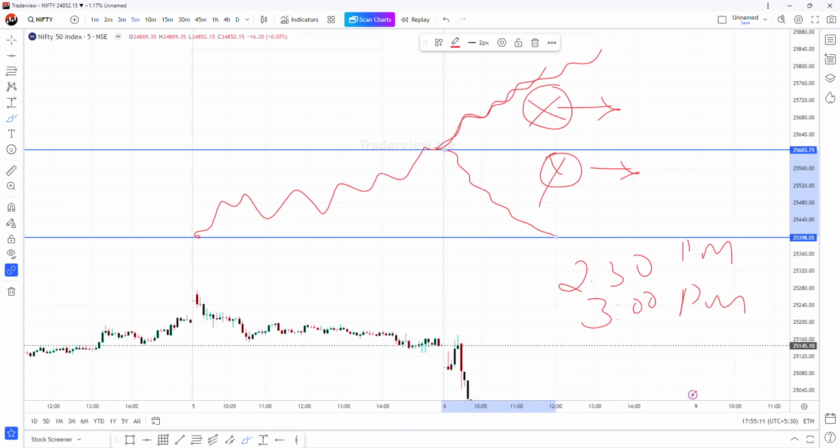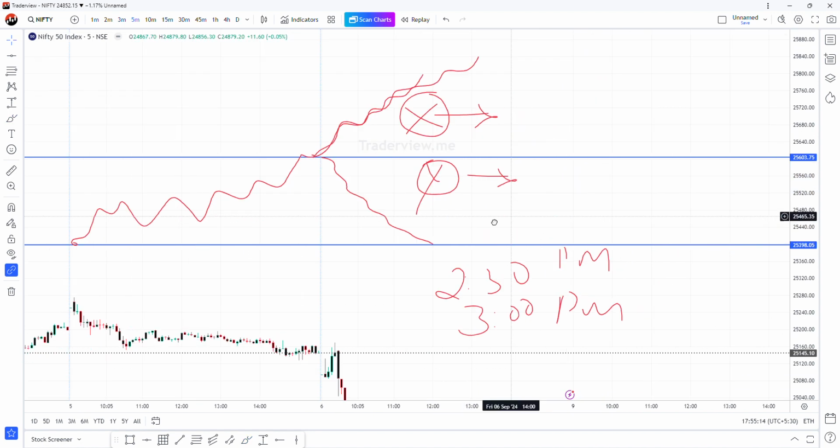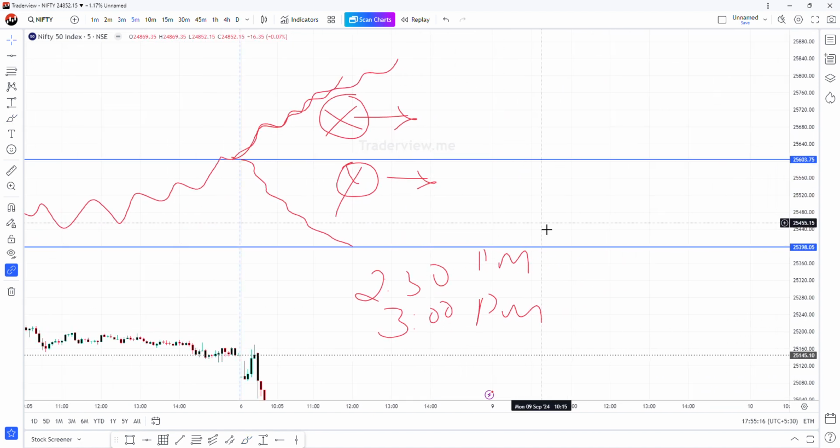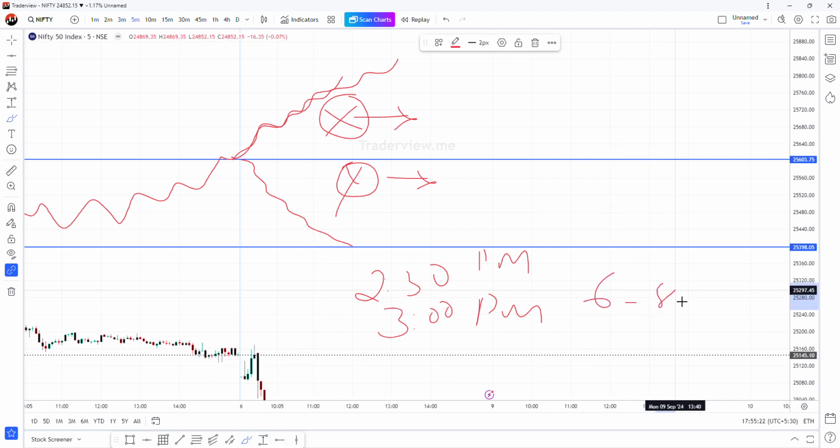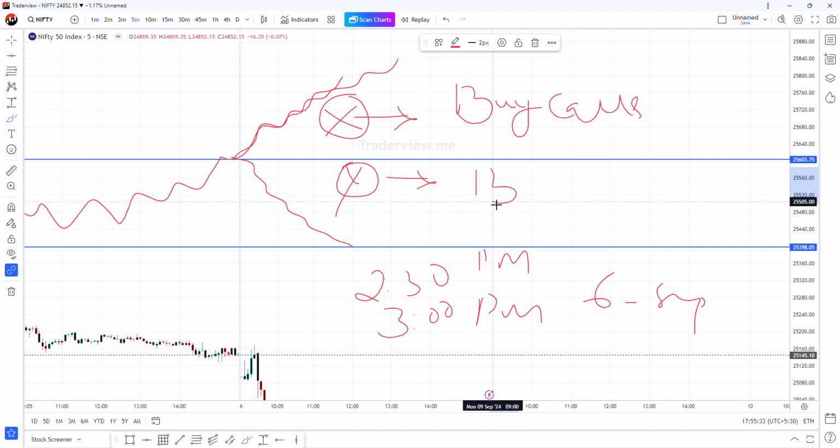So here the X trader, what will he do? He will buy some positions to carry for 6th of September. This X trader will buy some calls. And this Y trader, whose analysis is saying the Nifty can come back to the original level, will buy some puts, and they will close for the day.